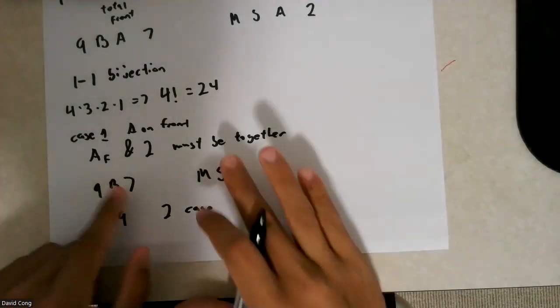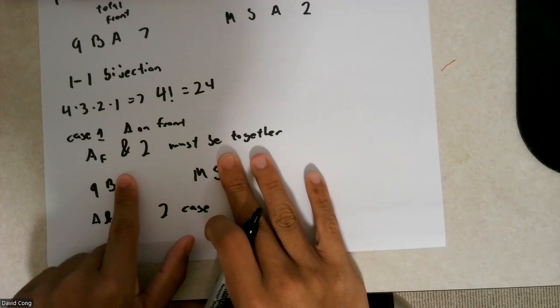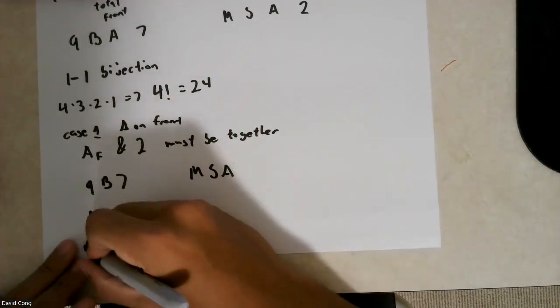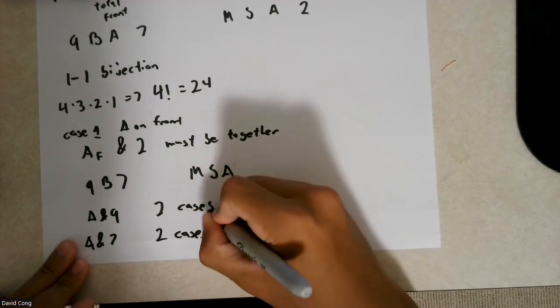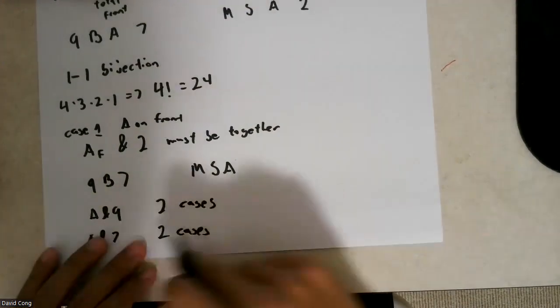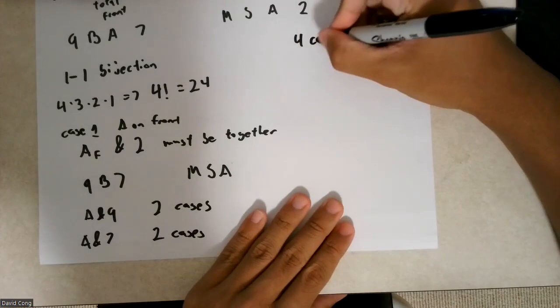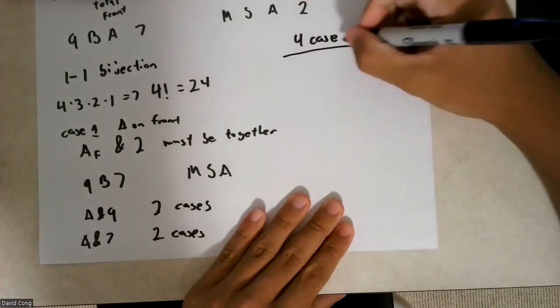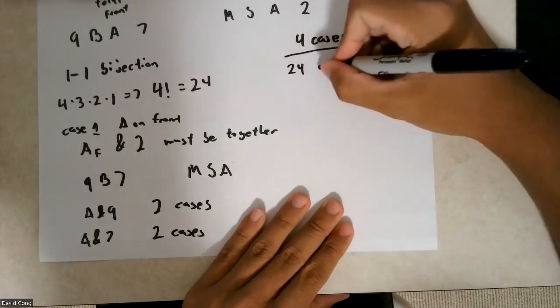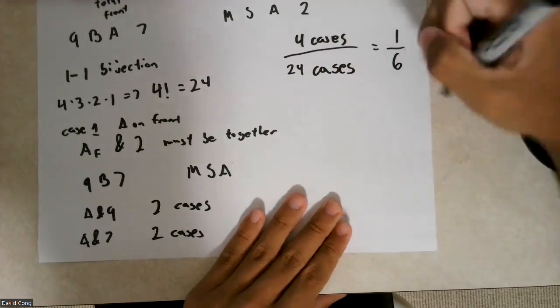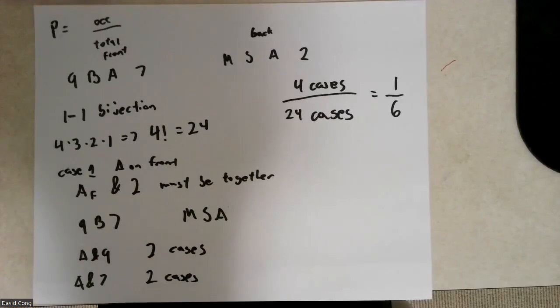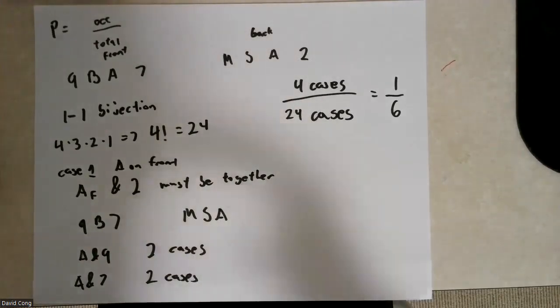And now if it's A and 7, we have 9, B, M, S. Once again, two cases. So what does this tell us? We have four cases. We have four cases where it works over 24 total cases. What does this tell us? There's a 1/6 probability that for any random occurrence we satisfy these conditions.